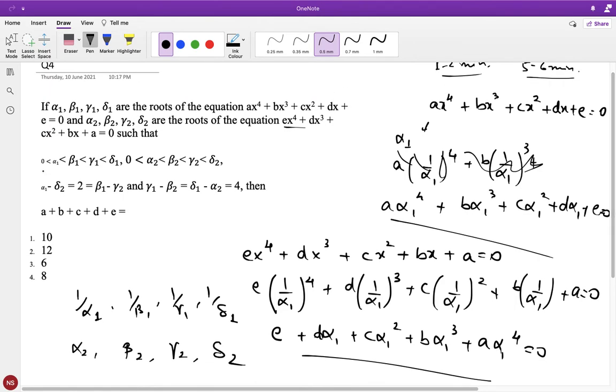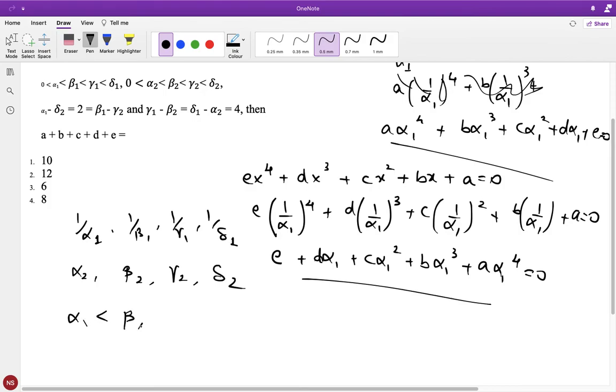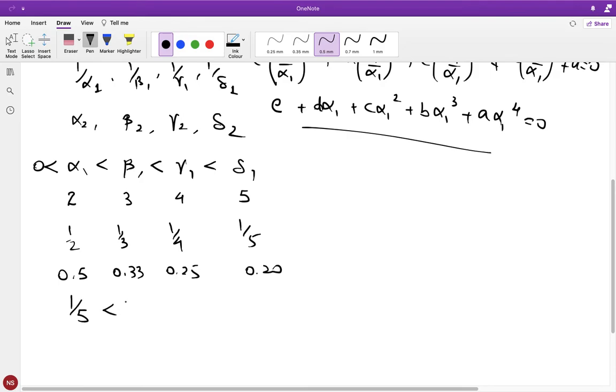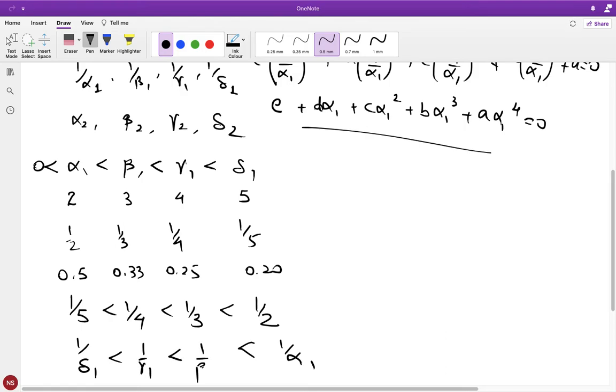But for us, these conditions are given that alpha 1 is the lowest value and delta 1 is the biggest value. So alpha 1 is less than beta 1 is less than gamma 1 is less than delta 1, and also all the roots are given as positive. So if alpha 1 is 2 and this is 3, and this is 4, and this is 5, what will be their reciprocals? 1 by 2, 1 by 3, 1 by 4, 1 by 5. 1 by 2 is 0.5, 0.33, 0.25, 0.20. So the order of their reciprocals will be this, right? So if alpha 1 is the lowest value, then 1 by alpha 1 will be the biggest value. And if delta 1 is the biggest value, then 1 by delta 1 is the lowest value, right? So this will be the order of these reciprocals.